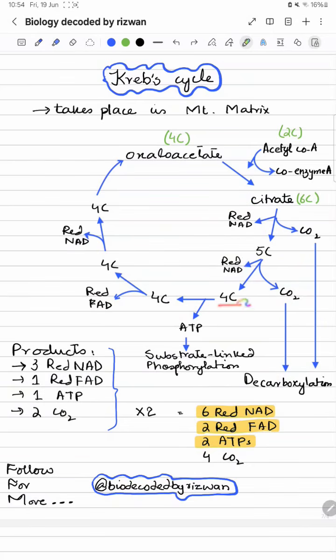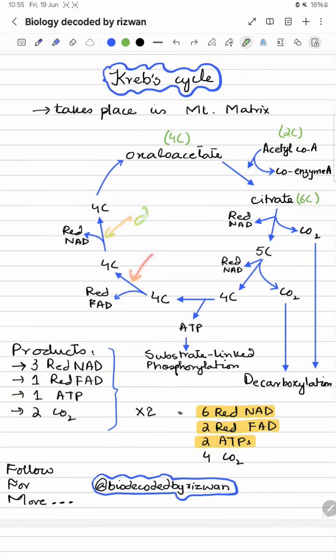After that, this 4-carbon intermediate is converted into another 4-carbon intermediate. Meanwhile, a molecule of ATP is released. This release of ATP or production of ATP is considered as substrate-linked phosphorylation. What is substrate-linked phosphorylation? That you can check in my other videos, where we differentiate between substrate-linked phosphorylation and oxidative phosphorylation.